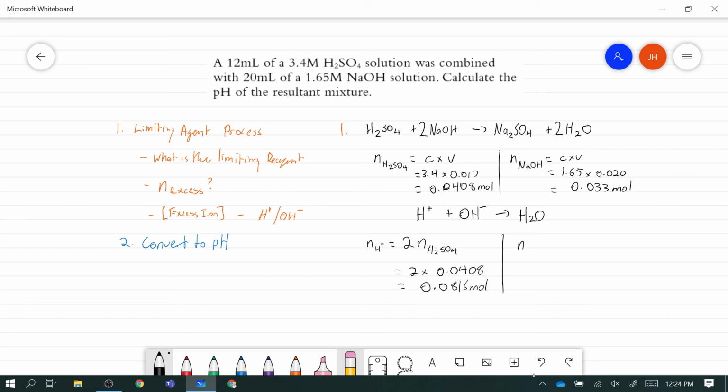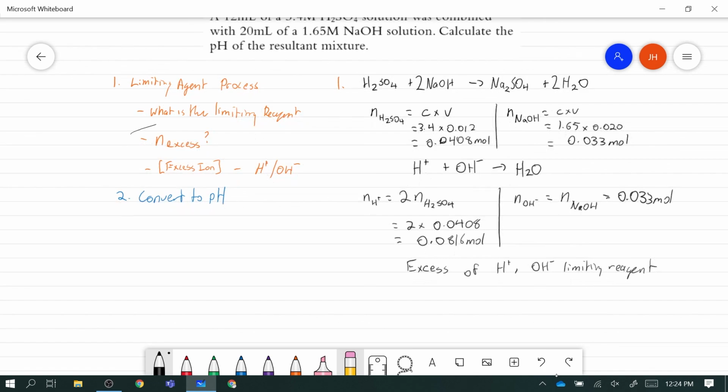On the flip side, the number of moles of hydroxide ions is going to be the same as the number of moles of sodium hydroxide, because the hydroxide and the sodium hydroxide exist in a 1-to-1 ratio by its formula. So we can just say that that remains as 0.033 moles. So when we make a comparison between these two values, what we should see is that there is an excess of hydrogen ions, and that the hydroxide ions are the limiting reagent.